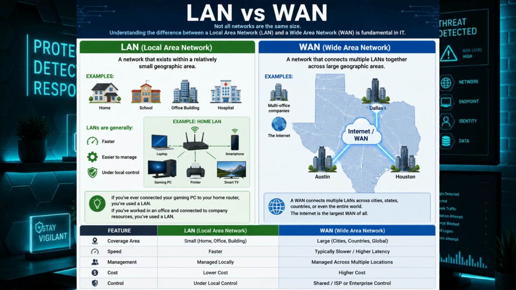Now, what's a wide area network? Well, a WAN connects multiple LANs together. So think about a company that has offices in Dallas, Houston, and Austin. Each individual office has its own LAN, and the connections between those offices create a WAN. The largest WAN in existence is the internet. A simple way to remember this is to think of a LAN as your neighborhood, and a WAN as the highway that connects multiple neighborhoods together.